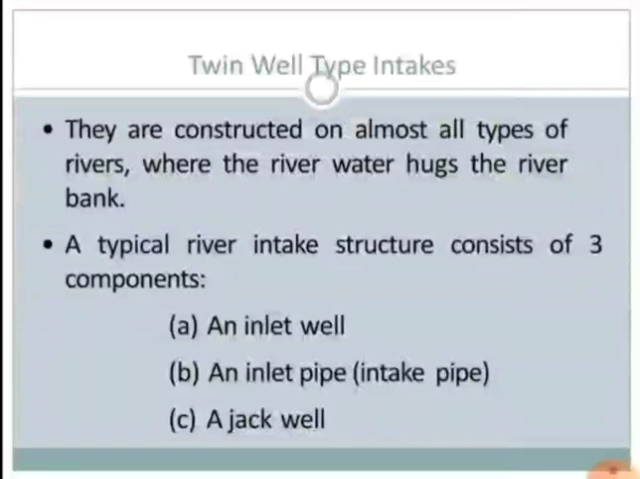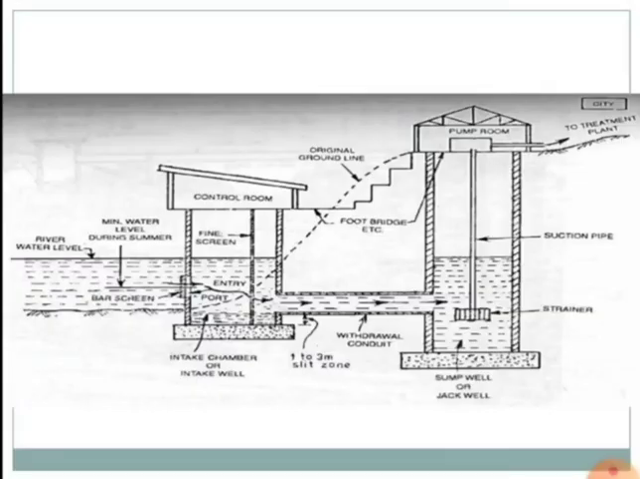So here the inlet well is usually circular in cross section, and it may be made up of masonry or concrete, and the inlet pipe will connect the inlet well with the jack well. As you see here, there is a horizontal pipe which connects the inlet well with the jack well, and this has a minimum diameter of 45 centimeters, and usually it is laid at a slope of 1 in 200, and the flow velocity through the inlet pipe is less than 1.2 meters per second.